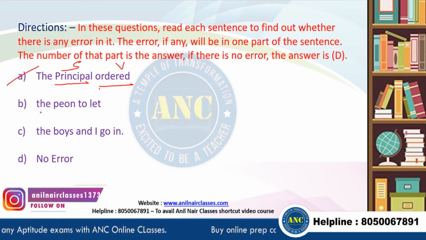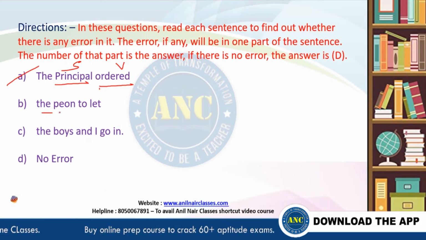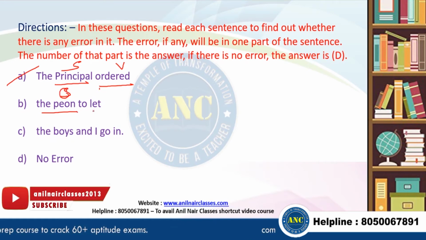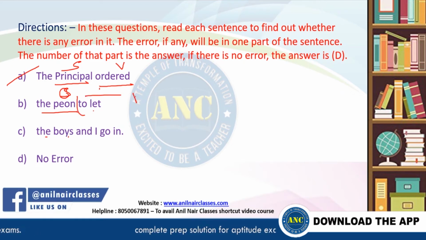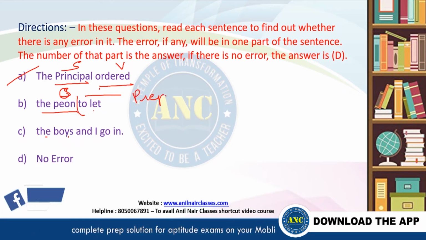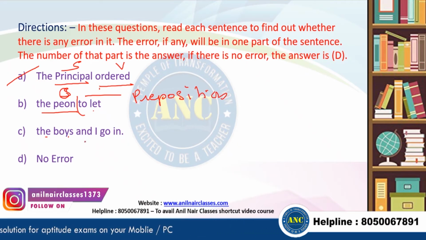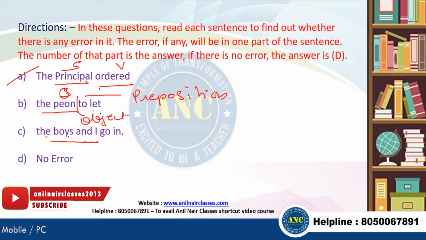Subject verb agreement is fine. The principal ordered whom? The peon. Peon is the object noun, that is fine. To let the boys. To is the preposition, right? So after the preposition we'll have the object of preposition. To let whom? To let boys and I. So this boys and I are the object, right?